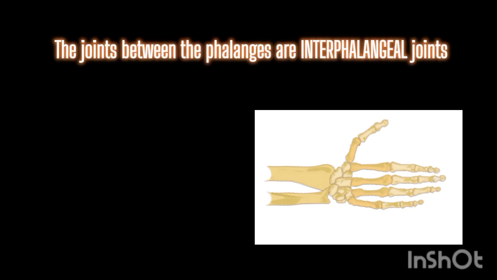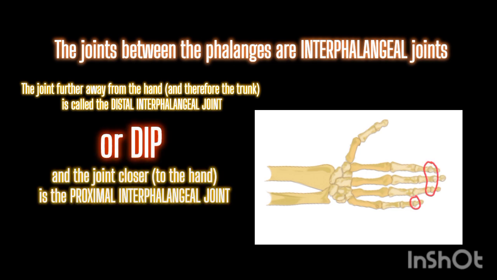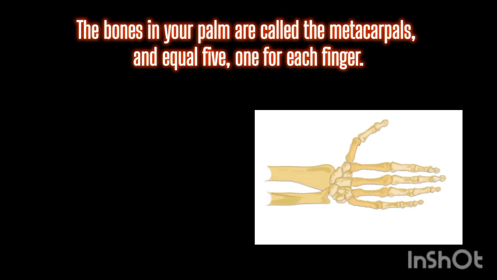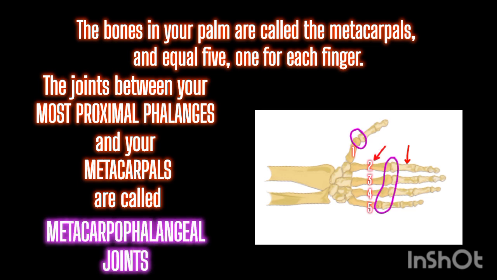The joints between the phalanges are called interphalangeal joints. The joint further away from the hand, and therefore the trunk, is called the distal interphalangeal joint, or DIP, and the joint closer is called the proximal interphalangeal joint, or PIP. The bones in your palm are called the metacarpals and equal 5, one for each finger. The joints between your most proximal phalanges and your metacarpals are called metacarpophalangeal joints.